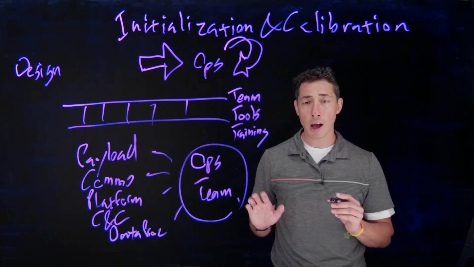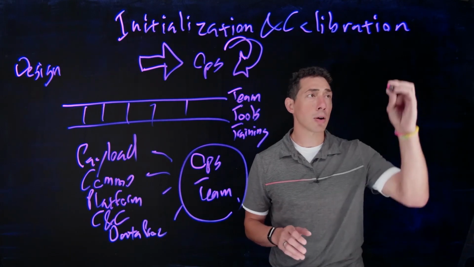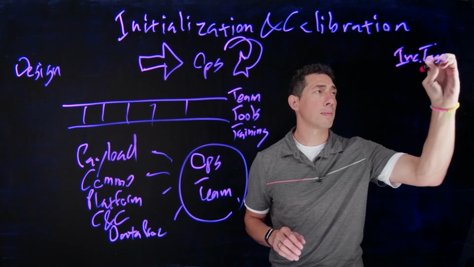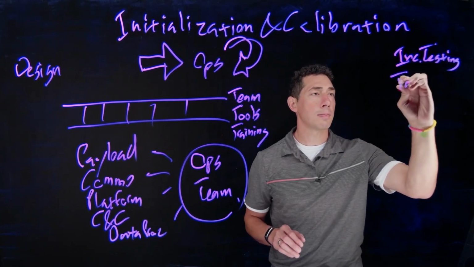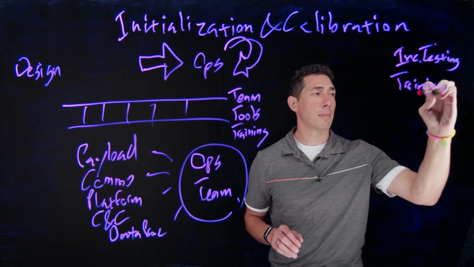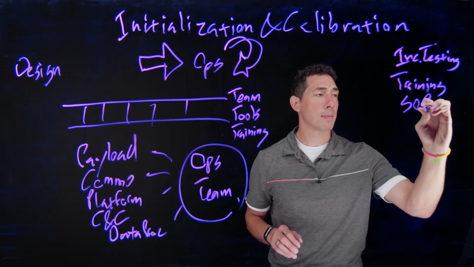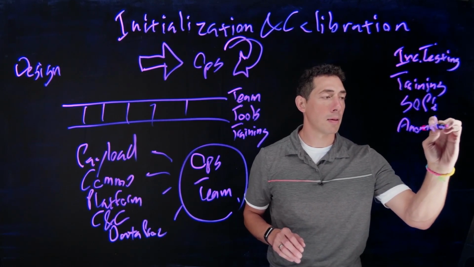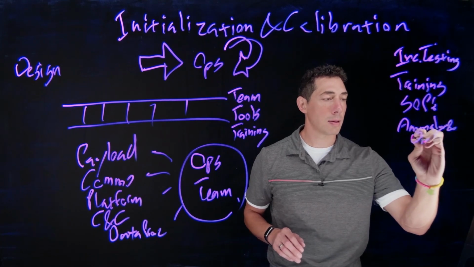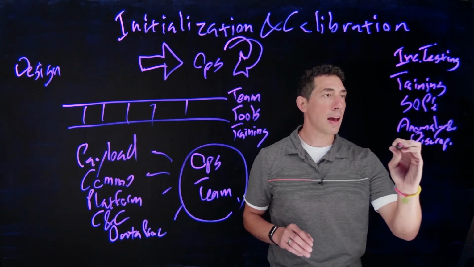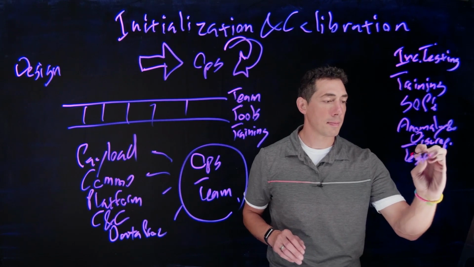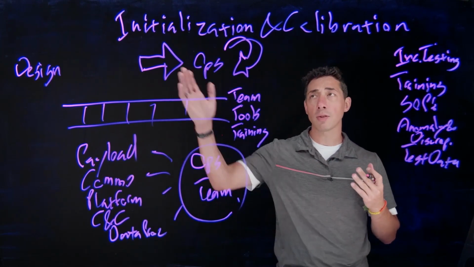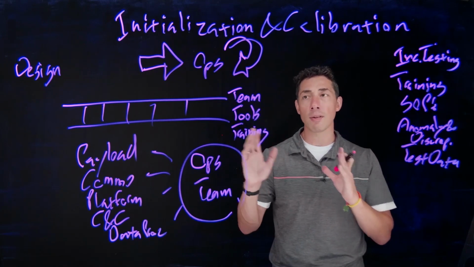And the things that are going to help you be successful in this are incremental testing, training, SOPs, anomaly and discrepancy handling, and test data. And these 5 things are going to help you be successful in that initialization event.